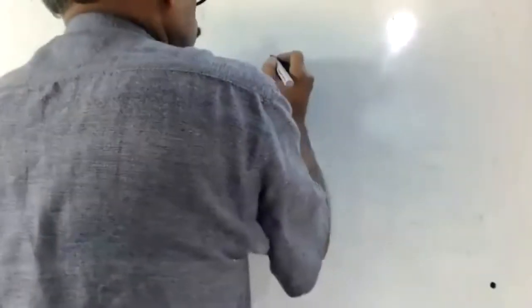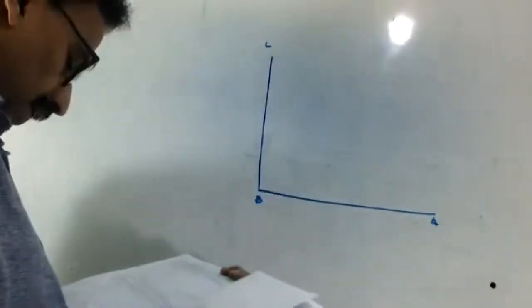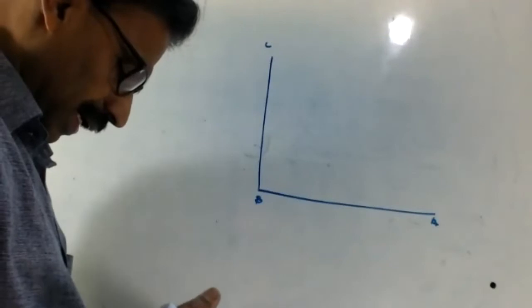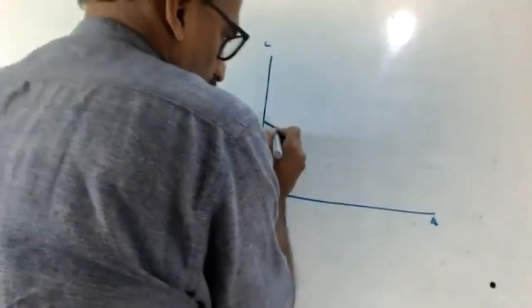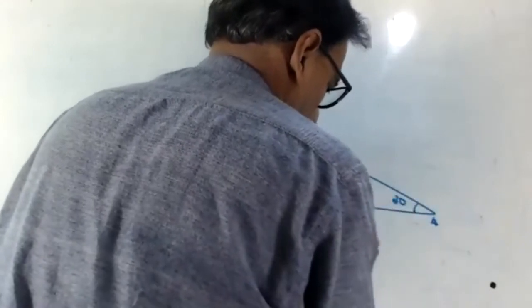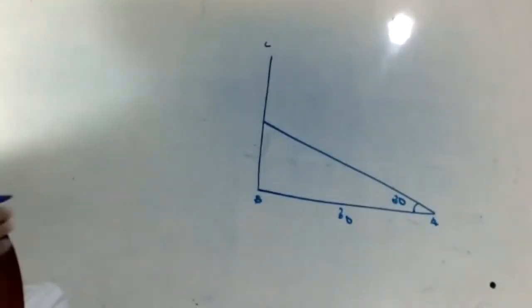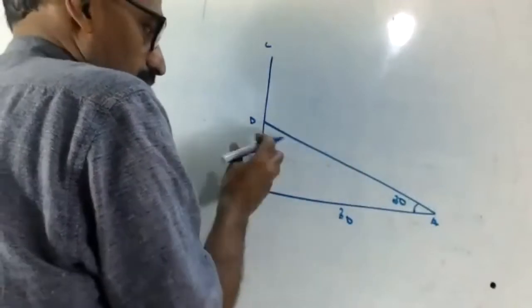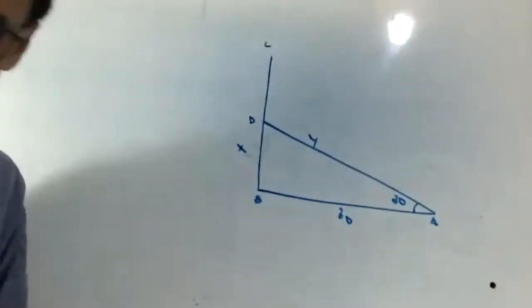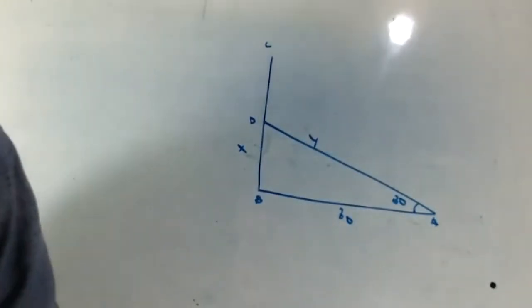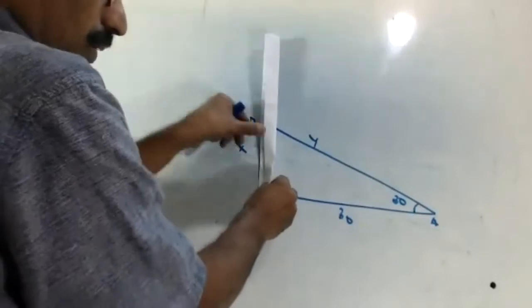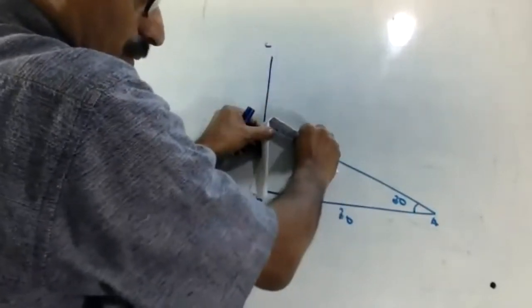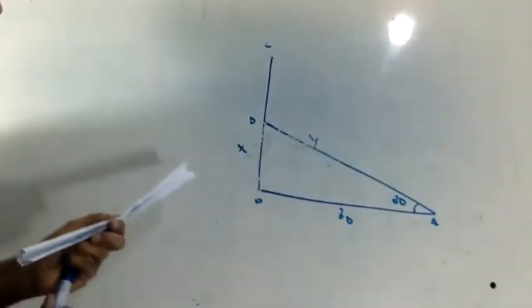Okay, look, here the tree is broken like the previous question. A, B, C. A tree broken by the wind. The top struck the ground at an angle of 30 degree at a distance of 30 meter. Okay, this is 30 degree, this is 30 meter. We have to find out the whole height. So that means this height plus this one. We can assume this is X, this is Y. Correct or not? The height of tree means, suppose this is a tree, the original tree, broken like this. To find the height means this plus this one.